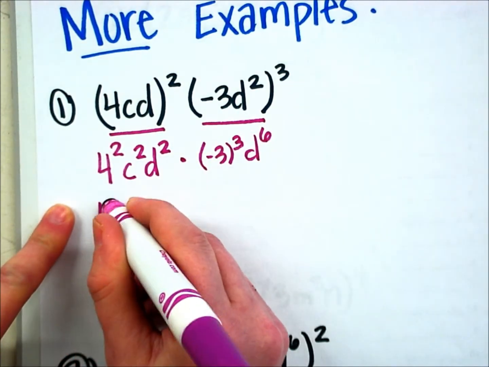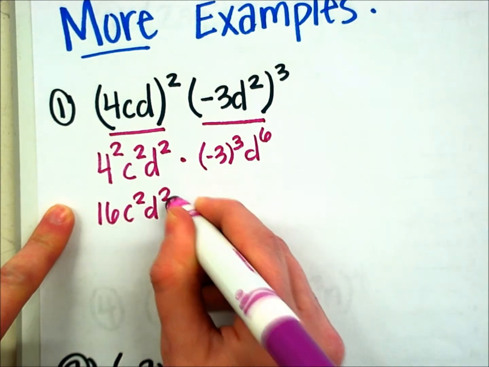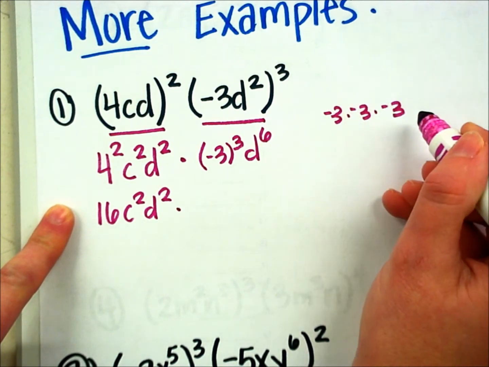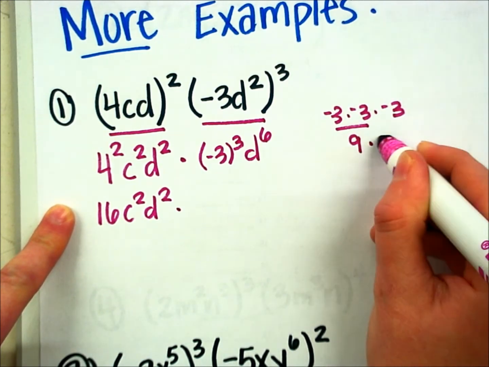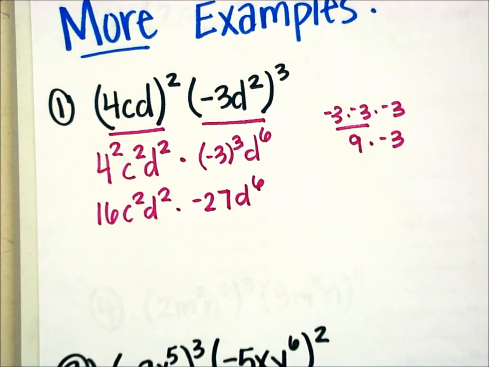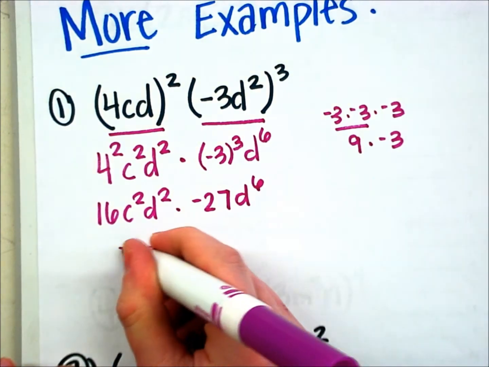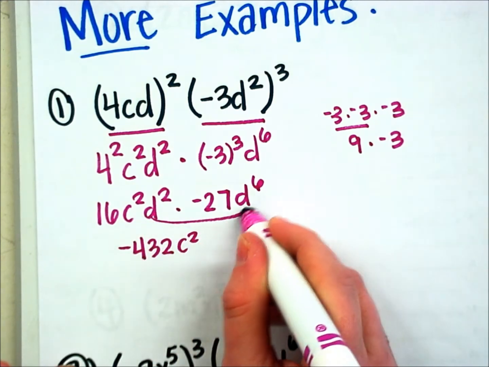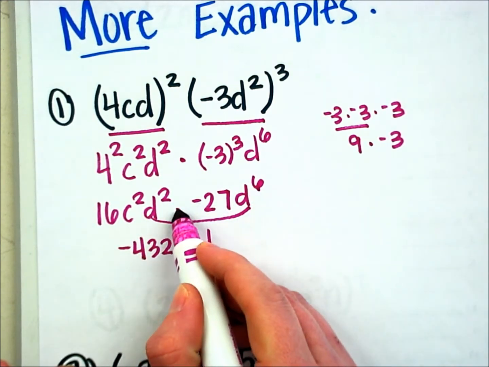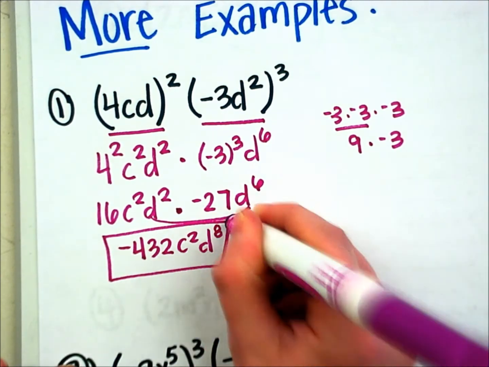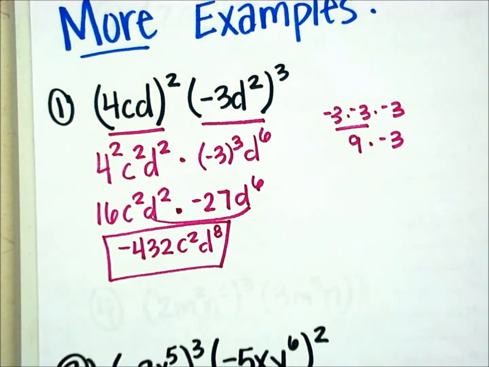Well, 4 squared is 16, so that's 16c squared d squared. And negative 3 cubed, remember, means negative 3 times negative 3 times negative 3. So that's going to be positive 9 times negative 3. So that's negative 27 times d to the 6th power. Now I'm actually going to multiply the 16 and the negative 27 together, which is going to give me negative 432. C squared, and then d squared times d to the 6th. Remember, when you're multiplying, you add the exponent. So 2 plus 6 is 8. So the final answer is negative 432 c squared d to the 8th.